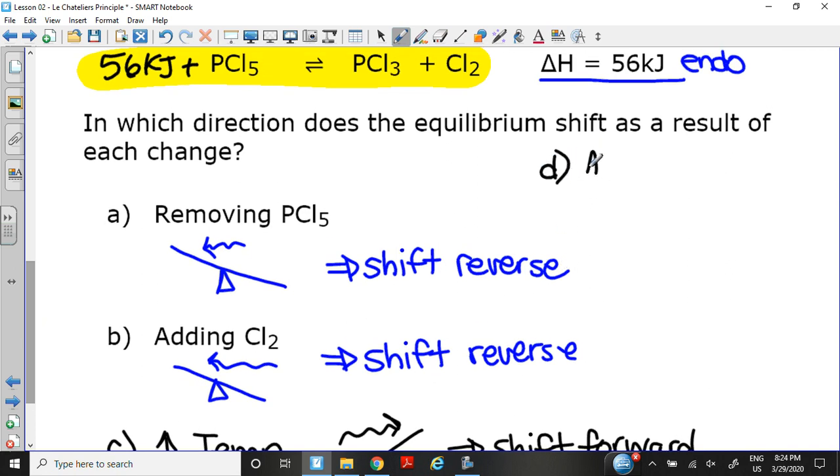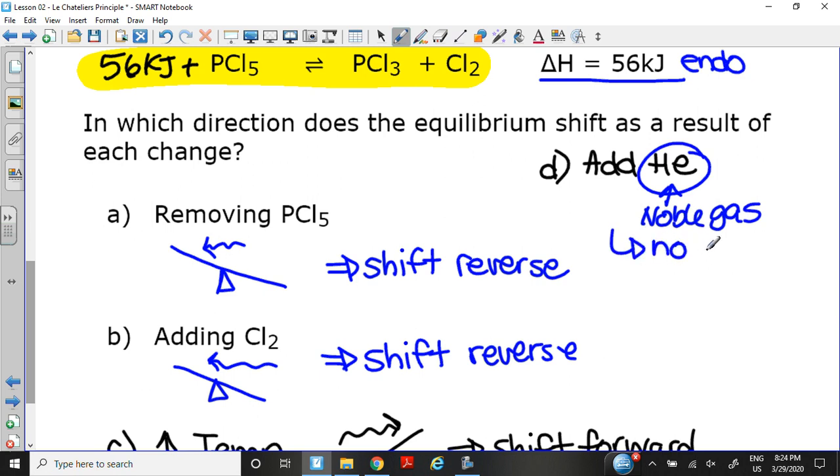D said we're going to add some He. Now He, if you remember, is a noble gas. Anytime we add a noble gas, here there's going to be no change in equilibrium or no shift. It's not going to change the reaction itself, so we're going to notice no shift.